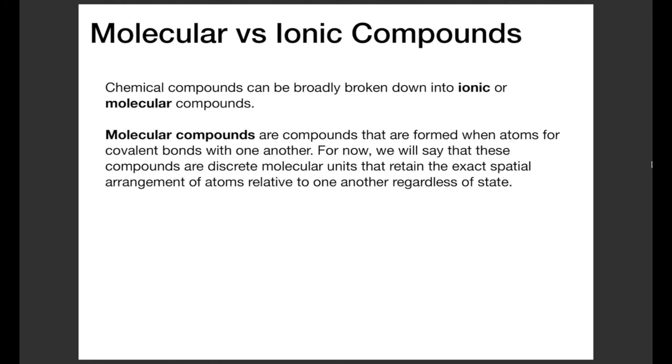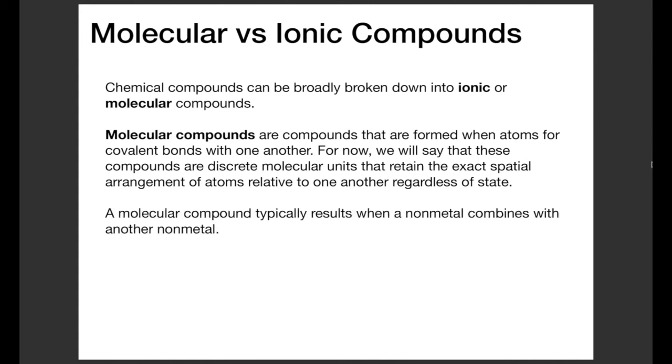In contrast to an ionic compound, we have molecular compounds. Molecular compounds are formed when so-called covalent bonds attach one atom to another. For now, the implication of this is that these compounds form discrete molecular units that retain their spatial arrangement and the number of atoms connected to the other atoms relative to one another, regardless of if they're in the liquid, solid, or gas phase. A molecular compound results when a nonmetal combines with another nonmetal.